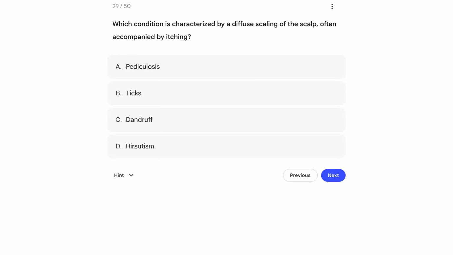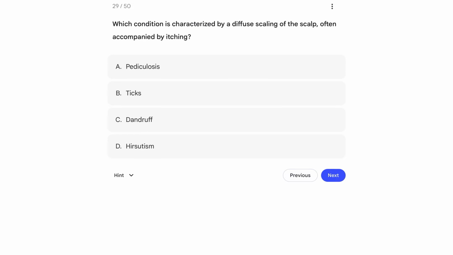Ticks means it is a tick which is attached to the skin, where it will suck the blood, until and unless you put a drop of petroleum product, it will not get off from the skin. It will keep on sucking the blood, right? So, that one is a tick. Hirsutism means excessive growth of hair, especially in females. So, it is an androgenic problem. There is development of a beard also, mustaches and body hair. It will be excessive hair growth.